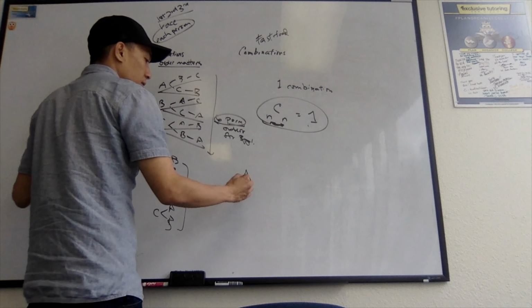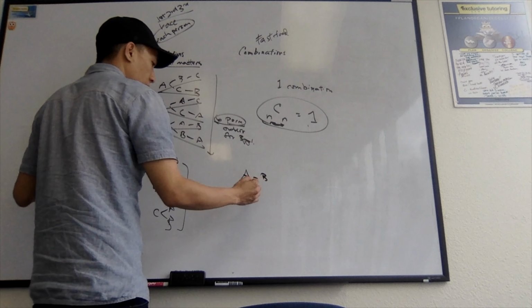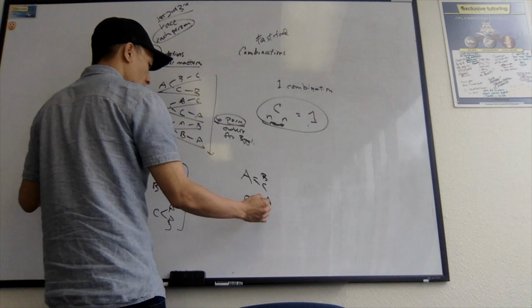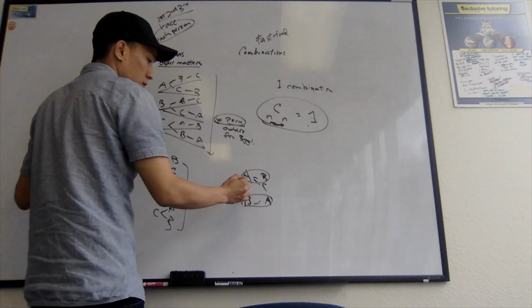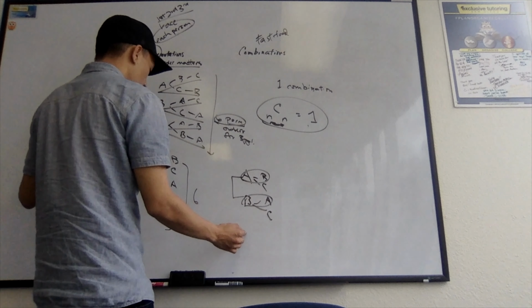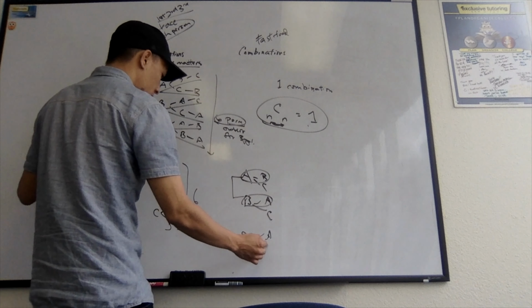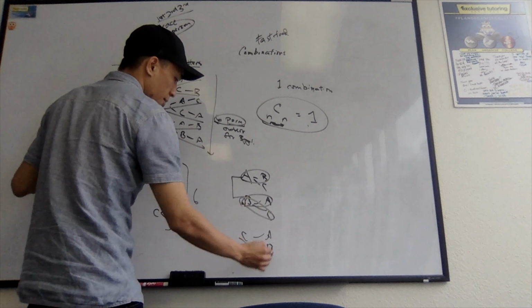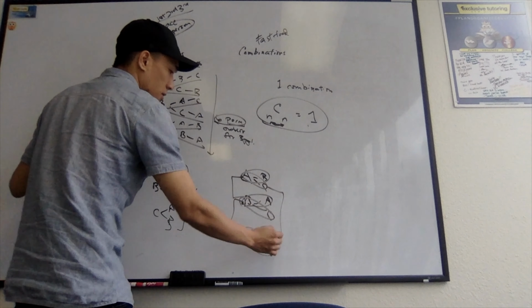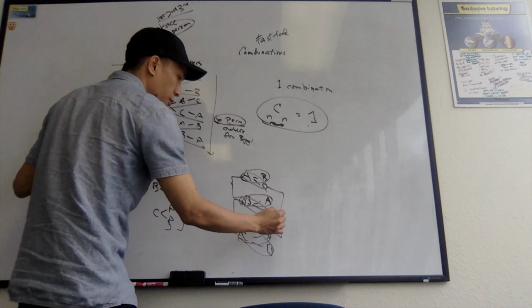But here what we have is AB, AC, BA. Do you see how this is the same as this? BC, and we have CA, CB. So this is the same as this, right? And then this is the same as this. Okay, so there's only 1, 2, 3 here.